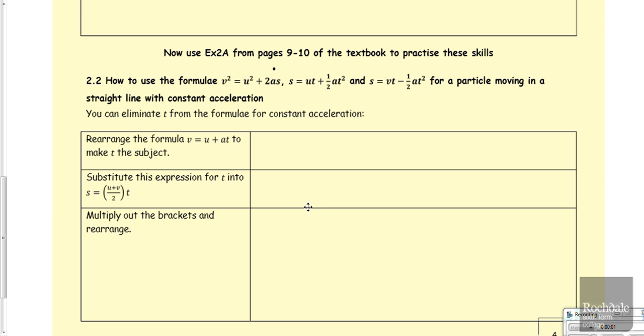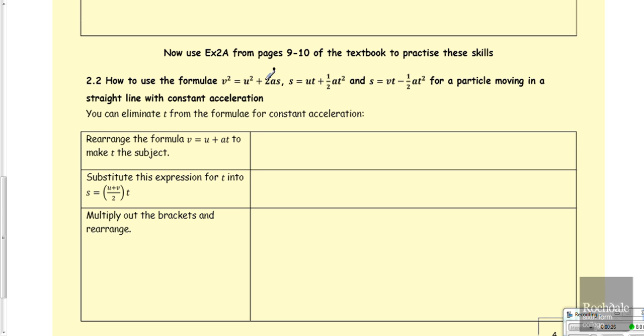M1 Kinematics. I'm just going to quickly run through the algebra in section 2.2 to make sure that you understand how we can derive some of the SUVAT equations from the other SUVAT equations. The ones we've used up to now in examples 1 to 4 are v equals u plus at and s equals (u plus v) over 2 multiplied by t. We're going to derive these other three using algebra.